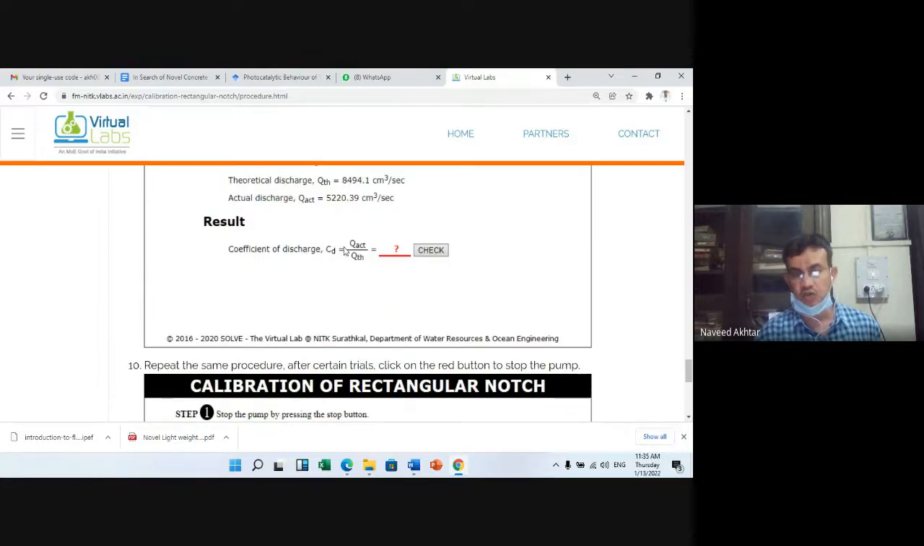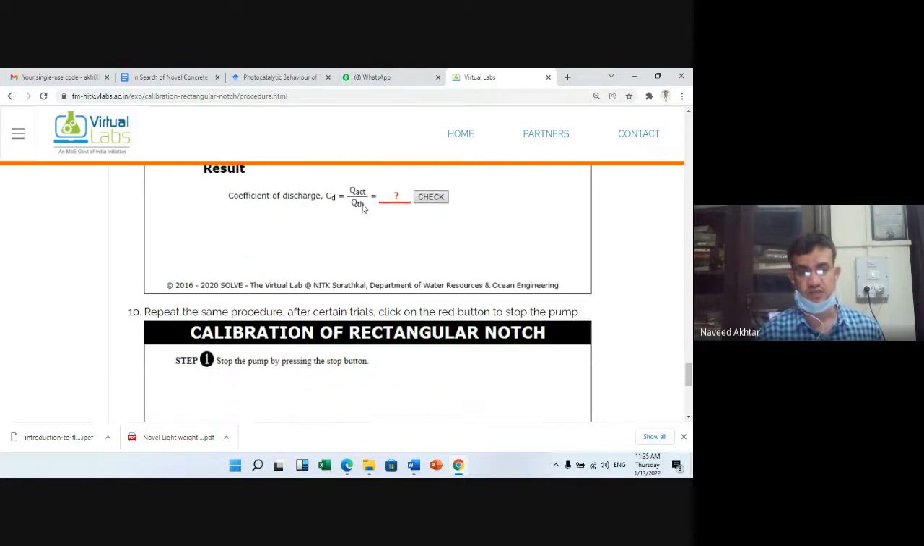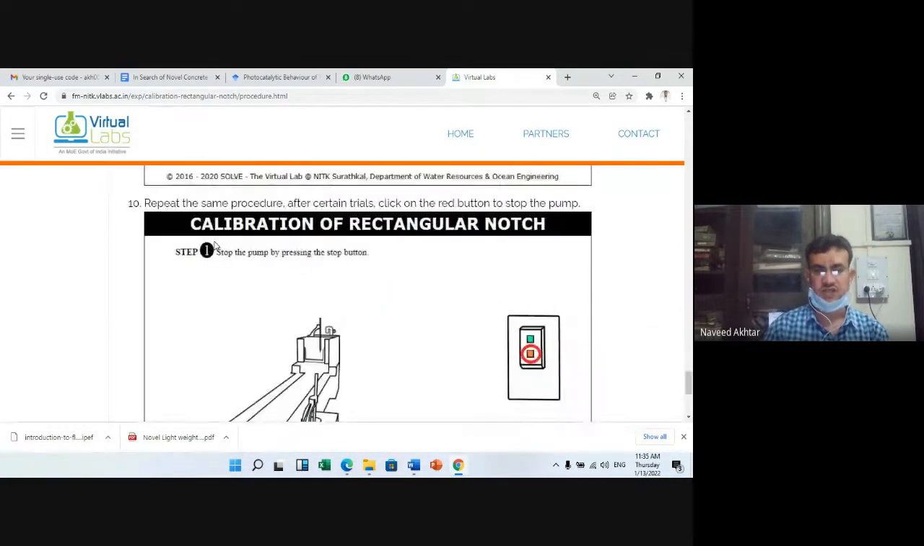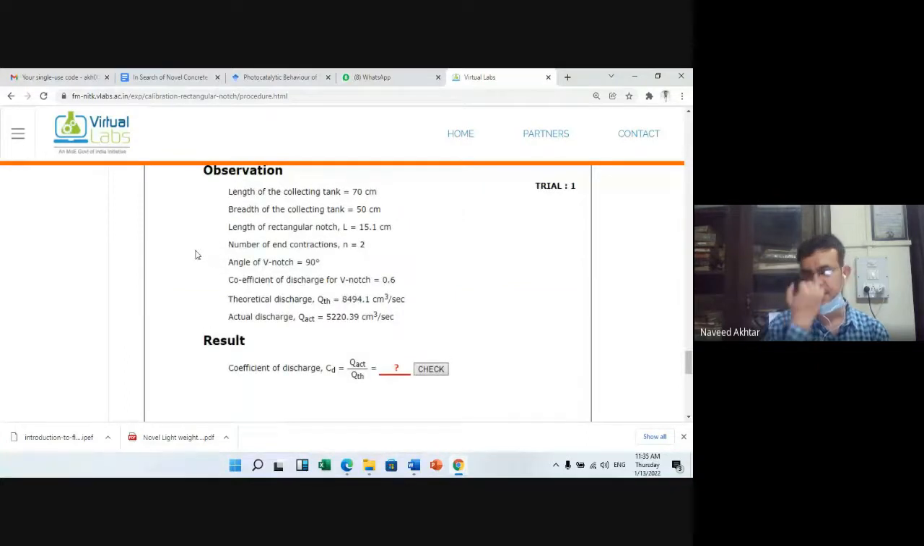discharge. Actual discharge you can find by knowing the volume of the tank and the time required to fill the tank. Put the value of actual and theoretical discharge and you will find the coefficient of discharge. You can see that it will be nearby 0.6, 0.62, 0.63. So you can say that your notch is giving proper discharge based on this calibration. Calibration is to find out that the notch is working properly. That is the work process.